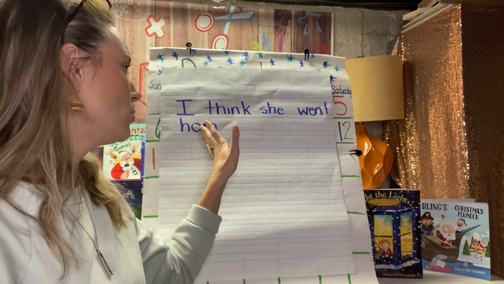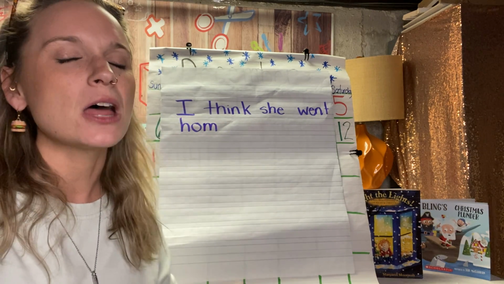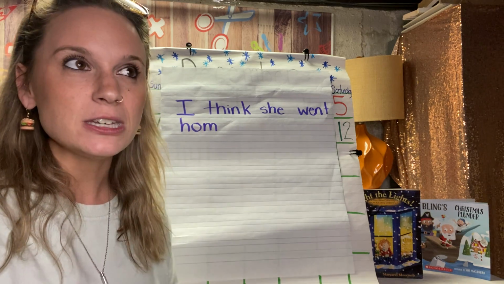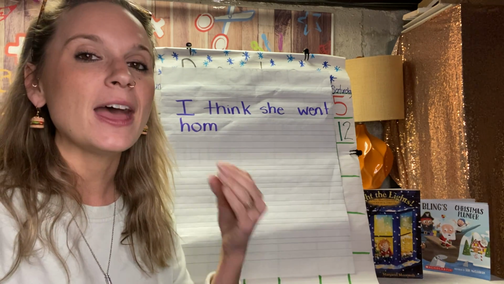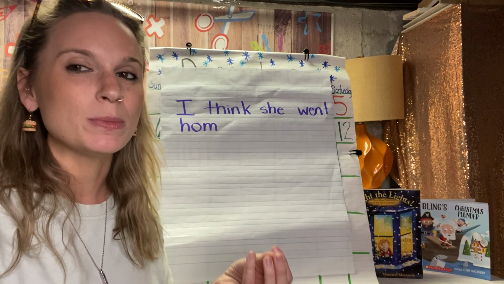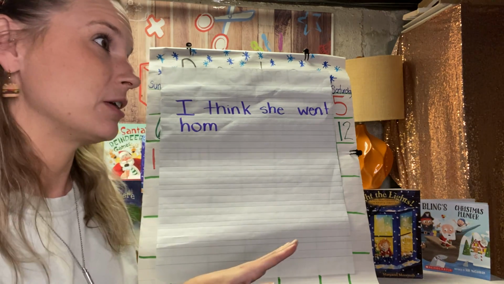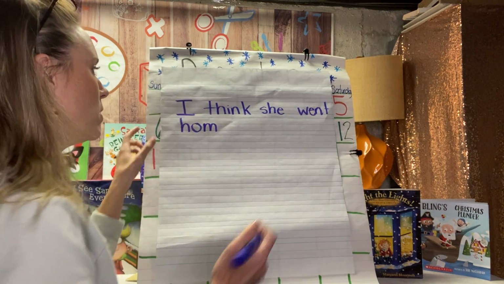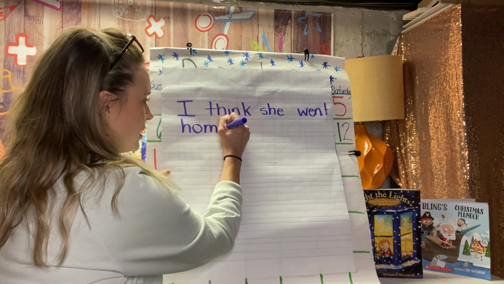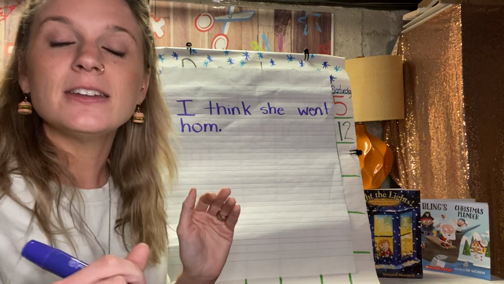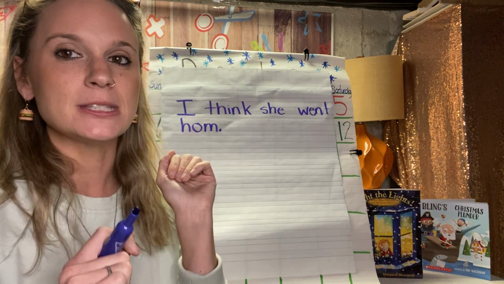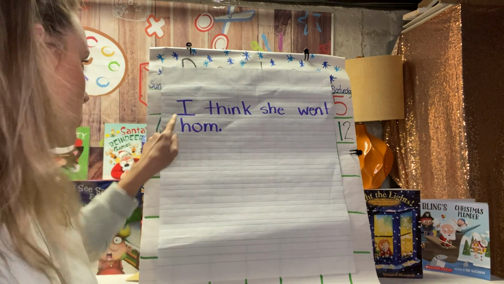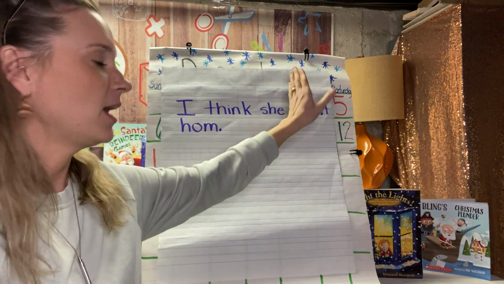Now, some of you might notice that doesn't look right, right? There is another letter in the word home, but what I'm looking for is that you write a letter for every single sound you hear, because now you guys know all of your letters, right? So I think she went home. So I'm going to put a period at the end there because that's the end of my sentence. It tells me to stop, right? So that's option number one, where you can start with I think she, and then you can fill in the rest.